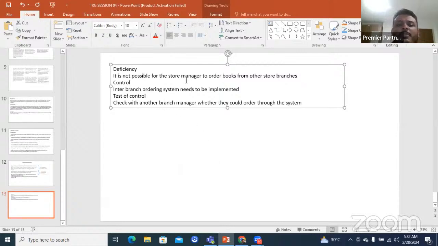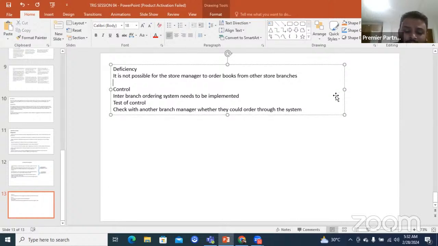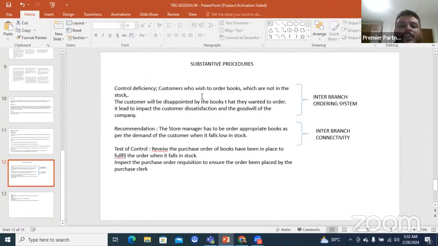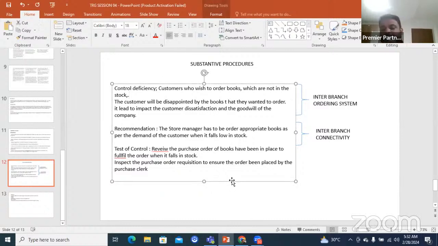It is not possible for the store manager to order books from the other store branches. She explained the problem. She forgot to write what? Impact. That is not there. Control, she is telling, an interbranch ordering system should be implemented and the store manager can verify whether the books are available at other branches. Then test of control. So she identified the problem, but the format has some issues. That's how we should write. Okay, fine.